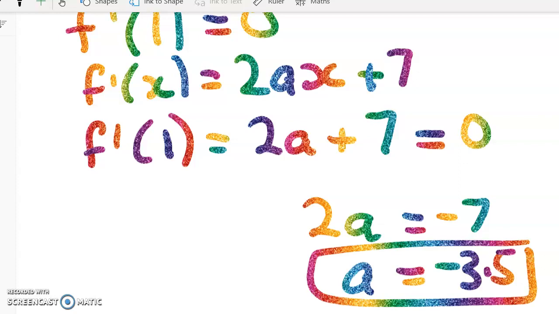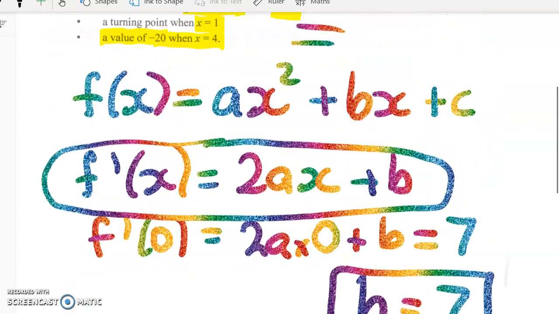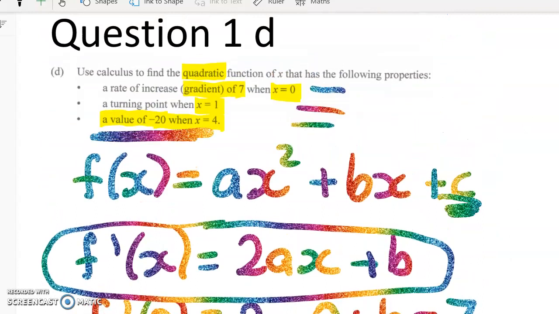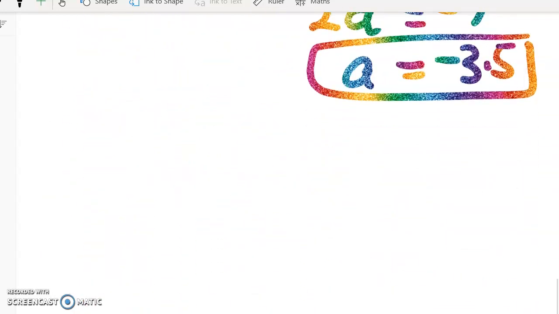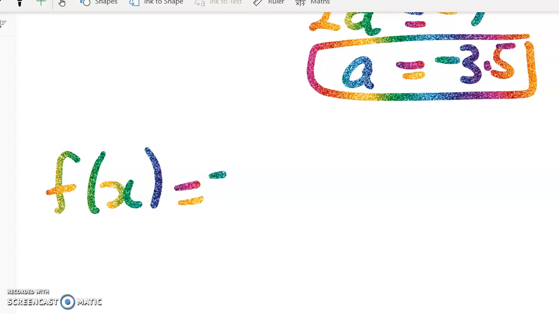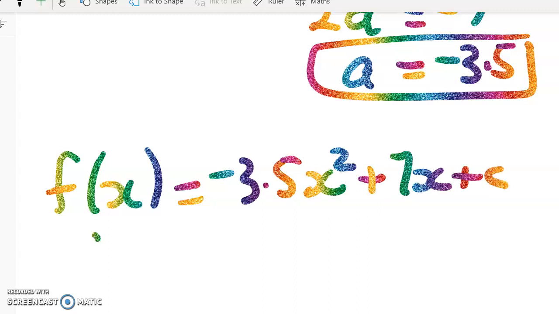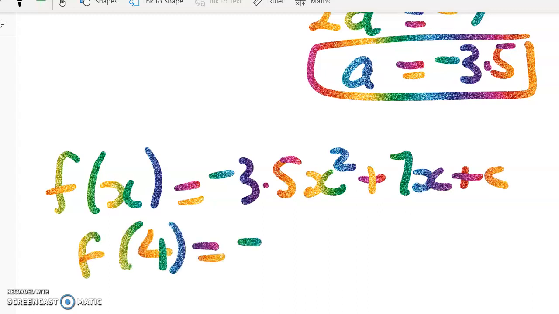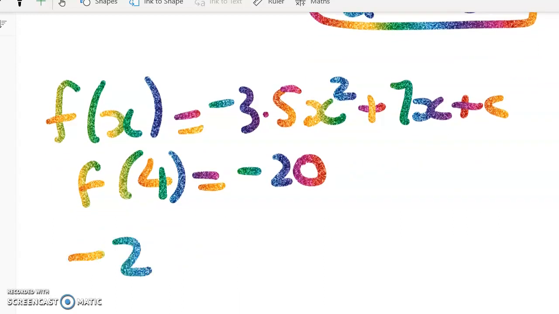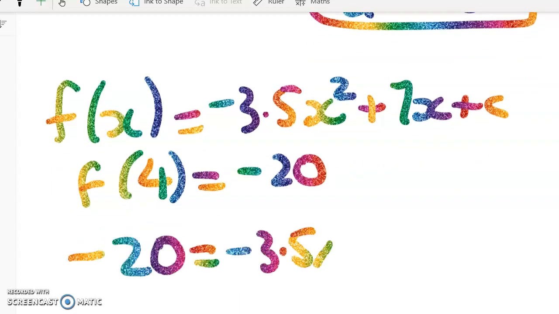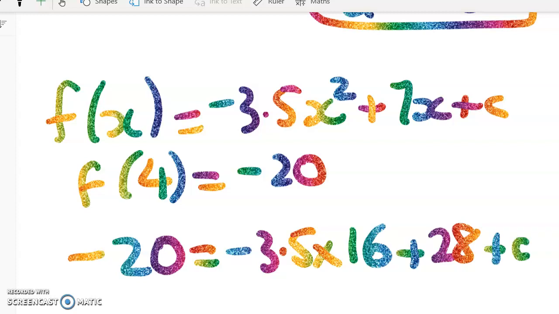Now the last thing we've got to do is figure out the y-intercept on the function, which is the plus c. And we do that by using the last point, which is that when x is 4, the function has a value of negative 20. So let's put everything we've got together so far. f of x is equal to ax squared plus bx plus c, so negative 3.5x squared plus 7x plus c, and we know that f of 4 is equal to negative 20. So negative 20 is equal to negative 3.5 times 4 squared, which is 16, plus 7 fours, 28, plus c.